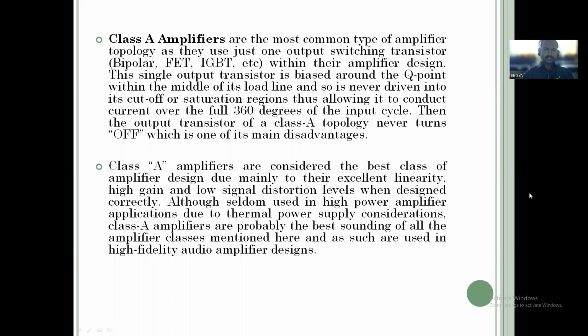So see, the single output transistor is biased around the Q point. I'm telling you why the class A amplifier has less efficiency. The reason is that the operating area for whatever input is applied is from 0 to 360 degrees, right? So the operating area is 0 to 360 degrees, which indicates that only one transistor is operating from 0 degrees to 360 degrees. So for that operation, it doesn't turn off during its operating condition.